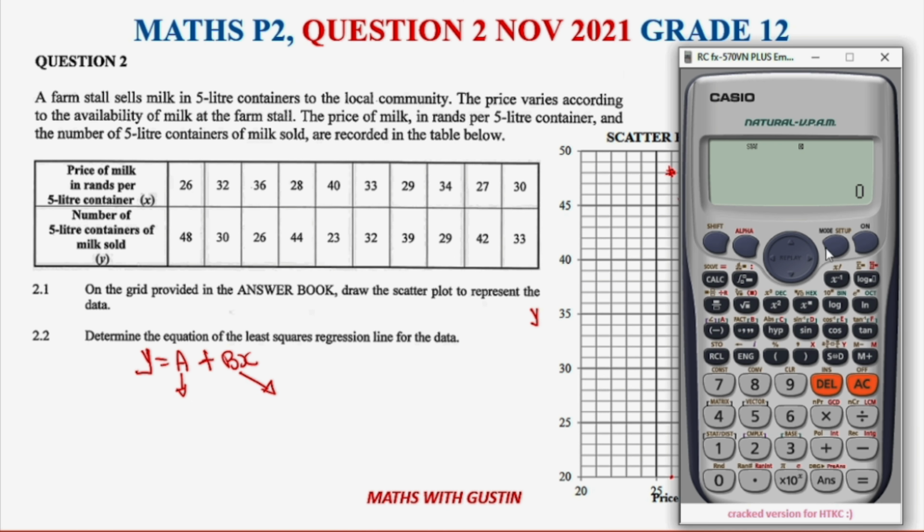Now it's time to enter the data that is given here. First things first, we need to set up our calculator in statistics mode. I think it's already in statistics mode. Let me just remove it in case you are seeing this for the first time, so that you are able to follow. You go into your scientific calculator, click mode and setup, then you set up your calculator to statistics, which is option 3 here. There you go, option 3.